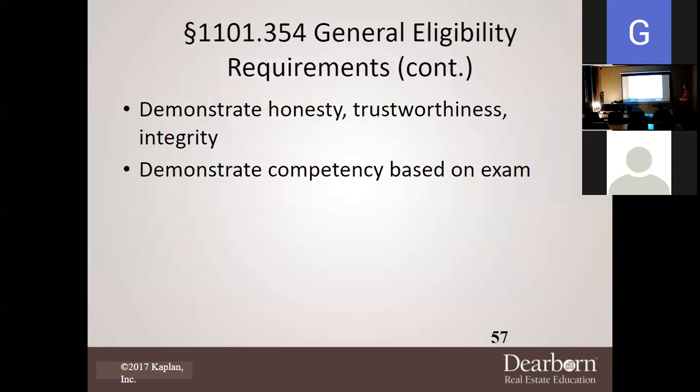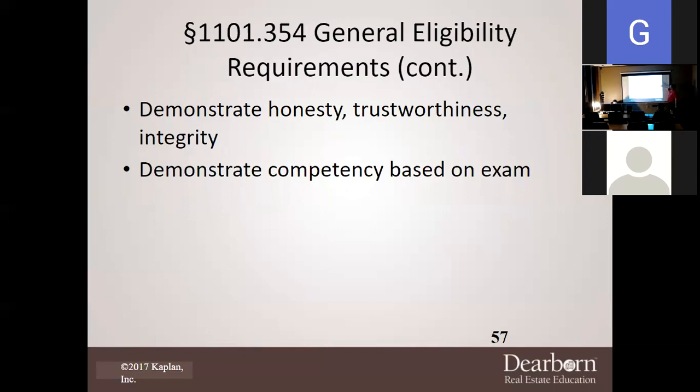Now, Mr. Grossman here, this is the one who's going to have some problems. So he's got to show the second one, competency. I'm still wondering, have you met that qualification yet, Mr. Grossman? Competent? I'm still waiting on the test results. Oh, you're still waiting on the call? Okay.